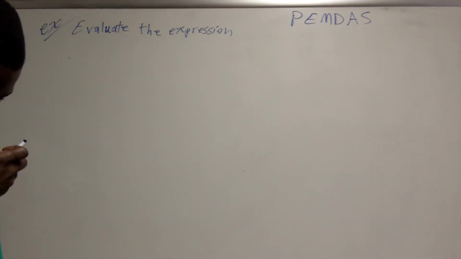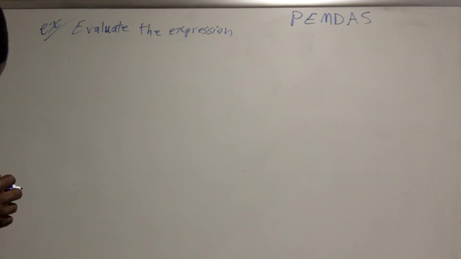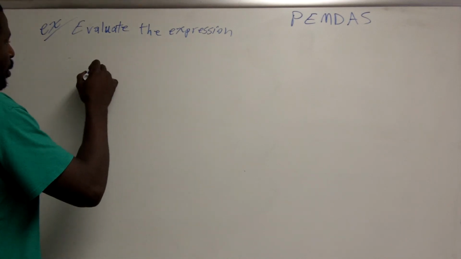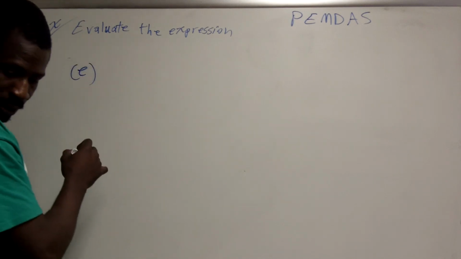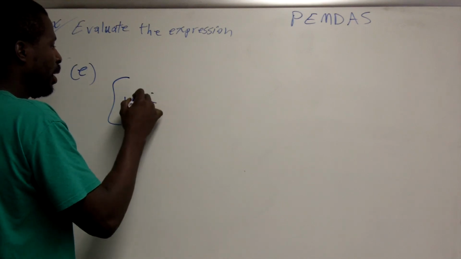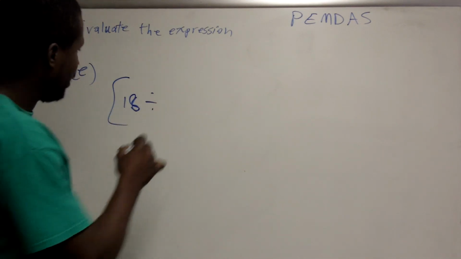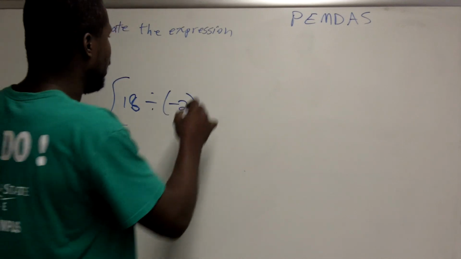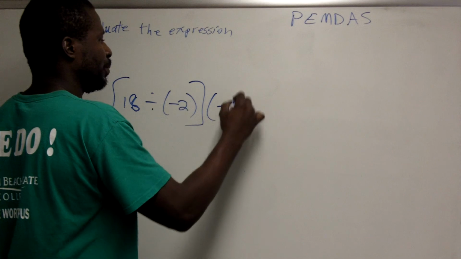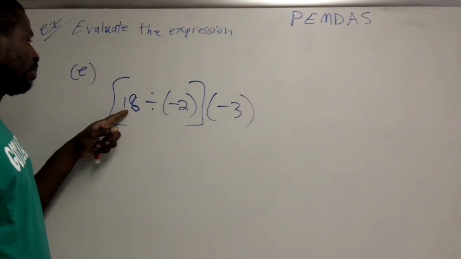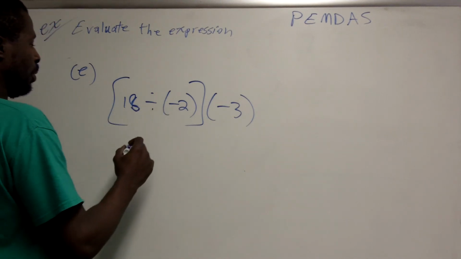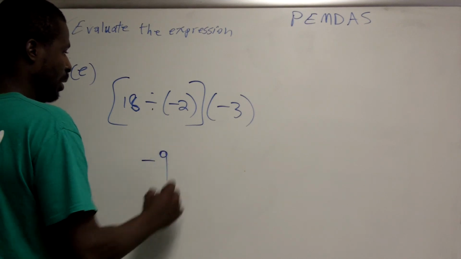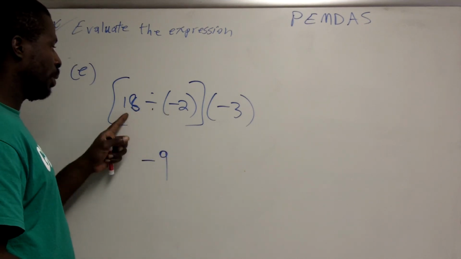Let's try one last problem. I just did D, so this is E. Let's try 18 divided by negative 2, multiplied by negative 3. Well, on the inside of the parentheses, I'm doing 18 divided by negative 2. A positive divided by negative. Opposite signs, well, that's going to be negative 9. Negative because they have opposite signs, and 9 because 18 divided by 2 is 9.